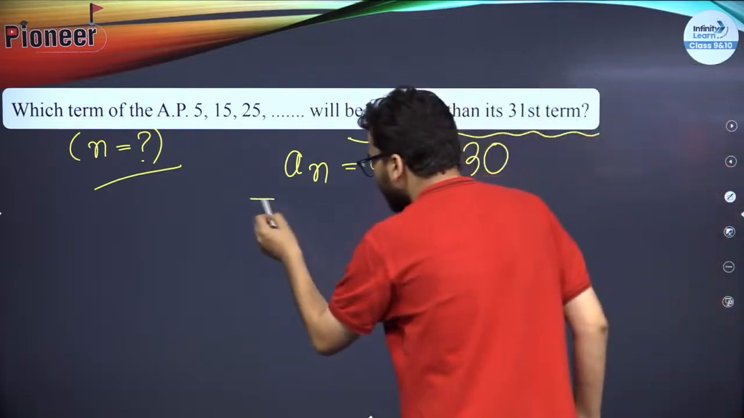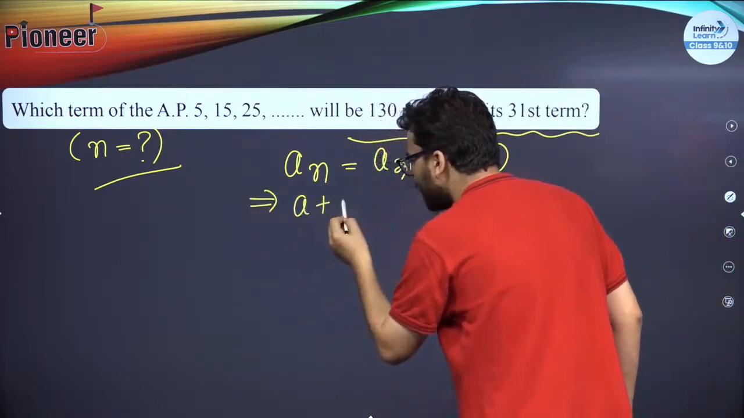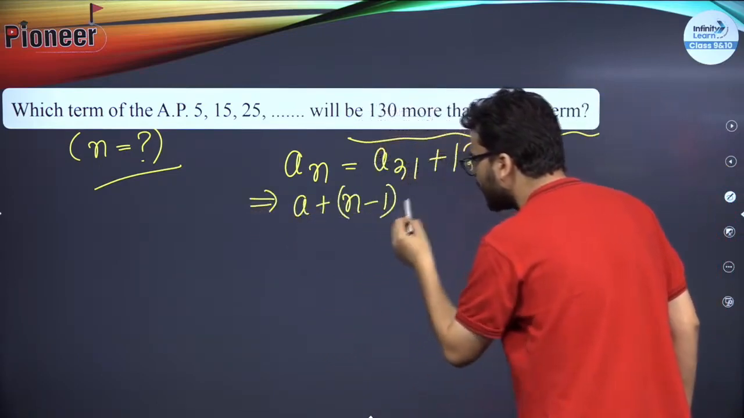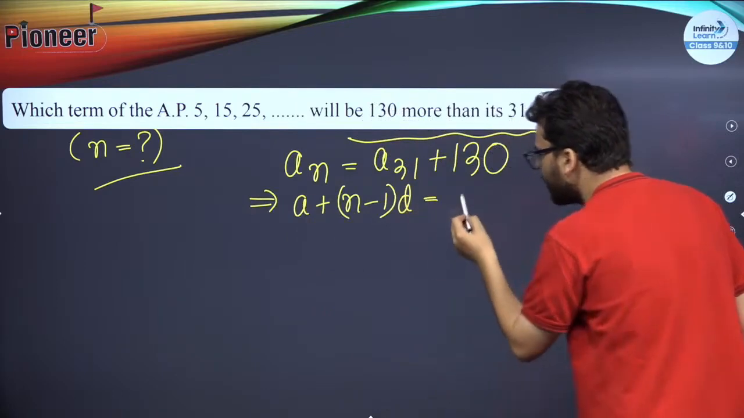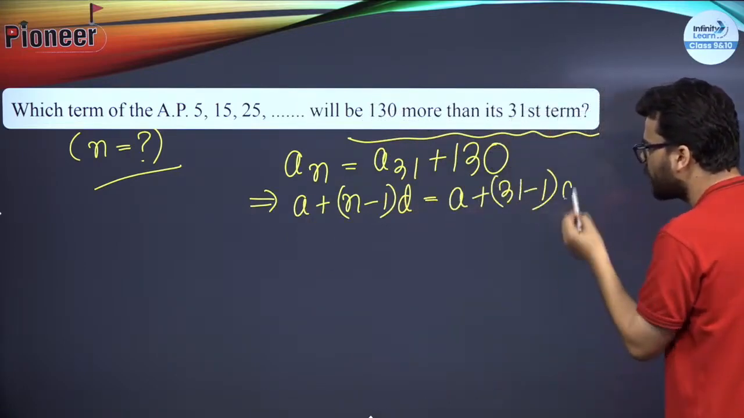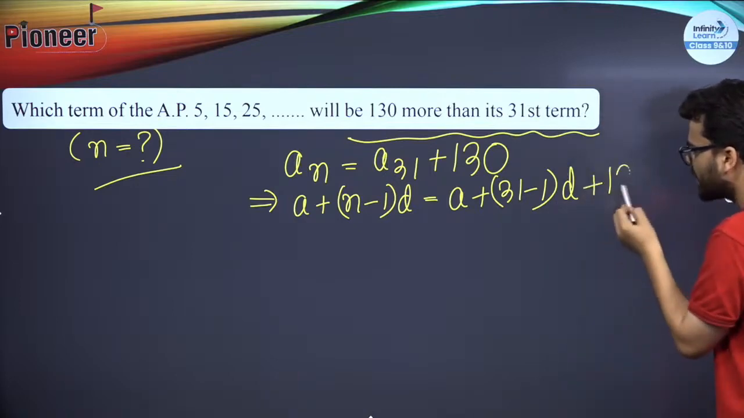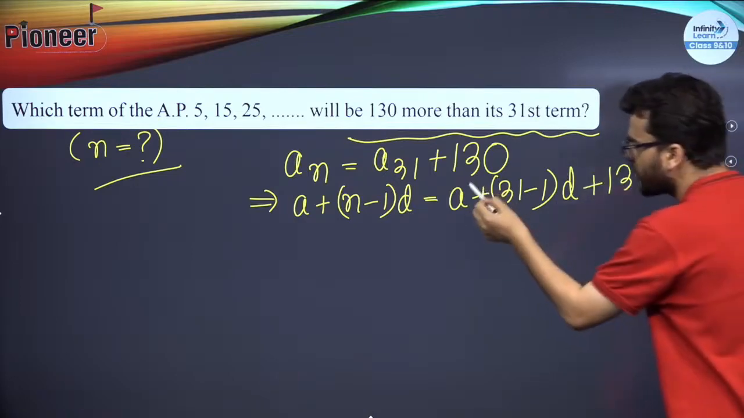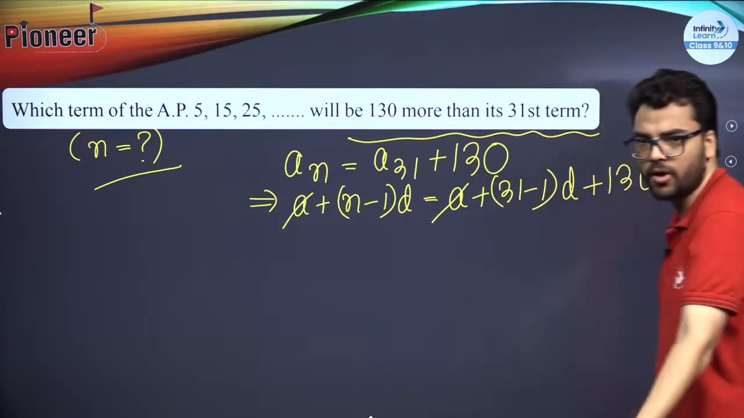Now an is what, guys? It is nothing but a plus n minus 1 into d, correct? A31 will be what? A plus 31 minus 1 into d. You can use the formula plus 130, that is it. It is given in the question. So I can cancel out a over here if you want, right?